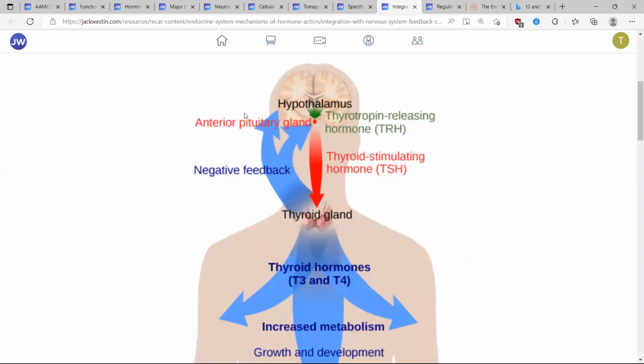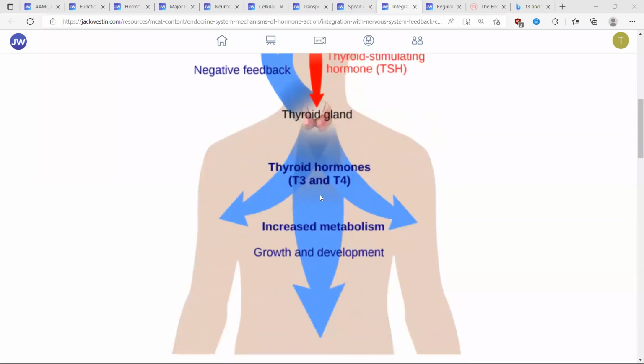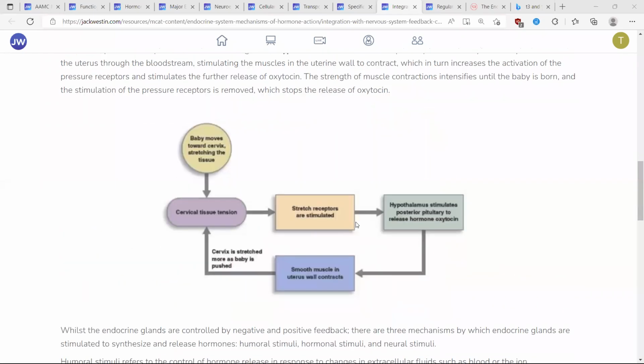Again, just another example of the feedback loop. So this is thyrotropin releasing hormone. The hypothalamus releases the thyrotropin releasing hormone, causes the anterior pituitary gland to release the thyroid stimulating hormone. The thyroid gland then gives negative feedback to the hypothalamus and the anterior pituitary saying, okay, I got your message, I got the TSH, I'm going to do that. You don't need to give me any more TSH. And it's going to release its T3 and T4, and then we get some effect, right?